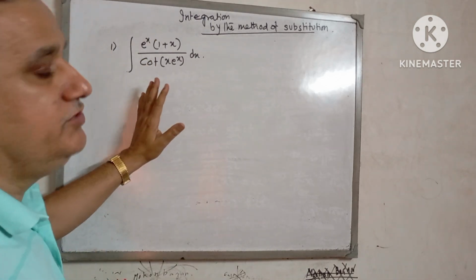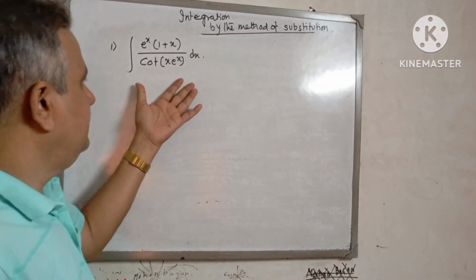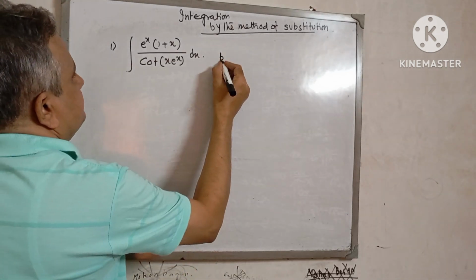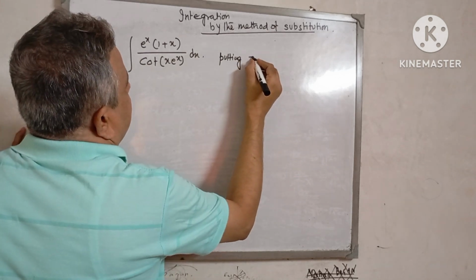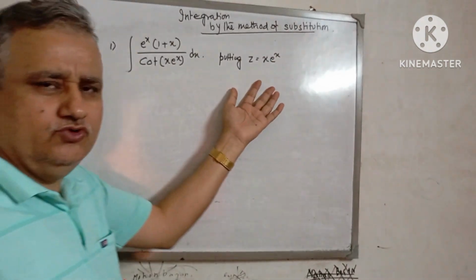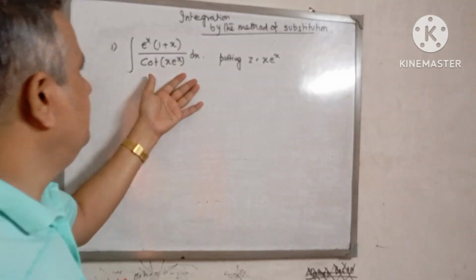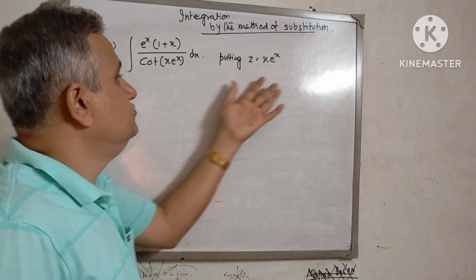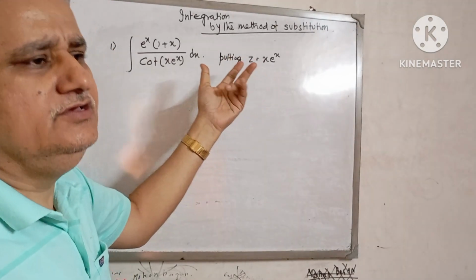Now we have to put in such a way that we can derive the integration into standard form. Now putting z is equal to x e to the power x. You can put t also, or y also, anything you can put except x. Since the problem is in x, we can put without x any value, z, t, anything.